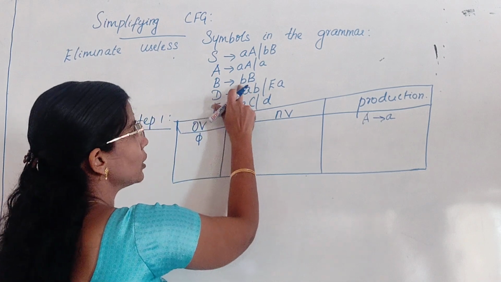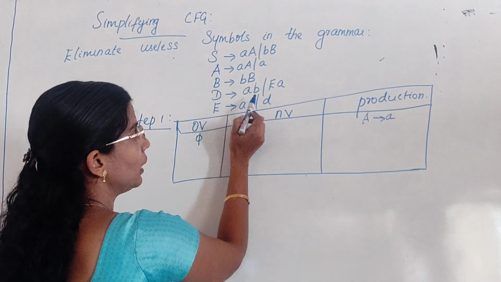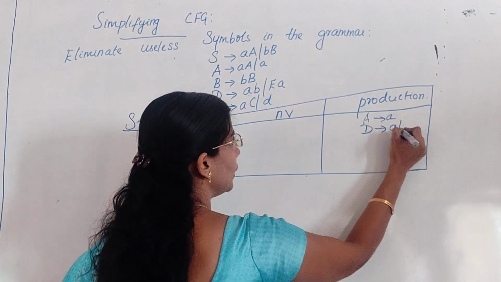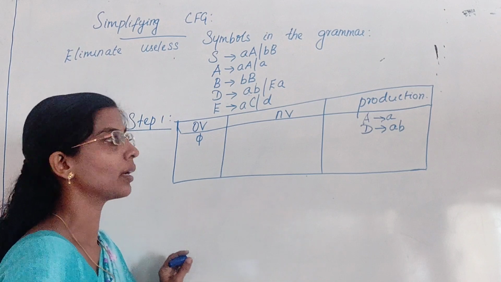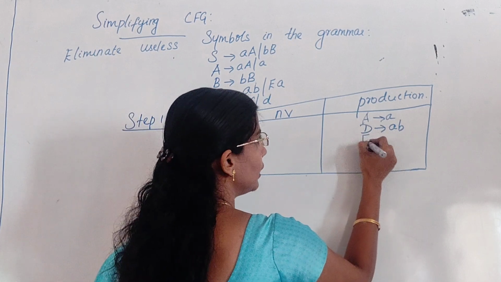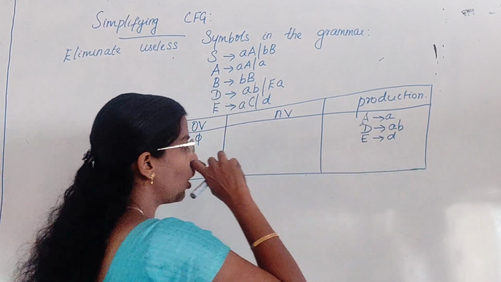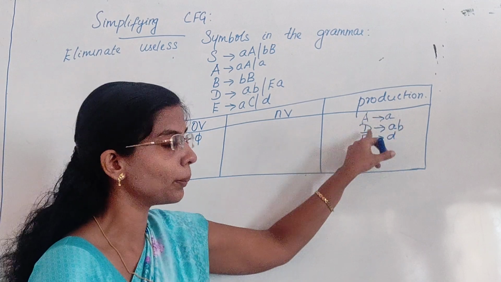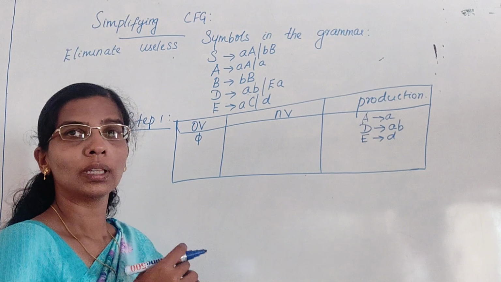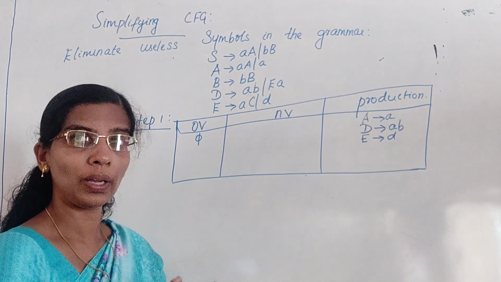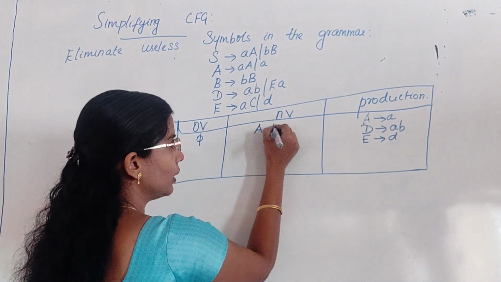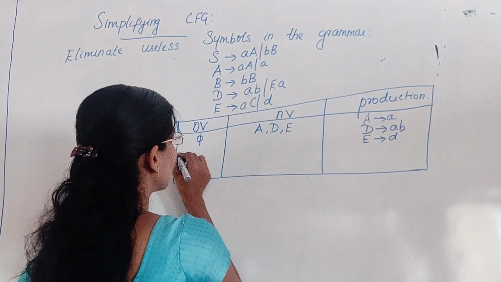Next, it is a combination of both terminal and non-terminal. And here, one more, D. D tends to a, b. Only terminal in RHS. Next, E tends to d. All these productions have only terminals in RHS. Now in this new variable, you know, the other name for non-terminal is variable. You write all these variables here: A, D, E.